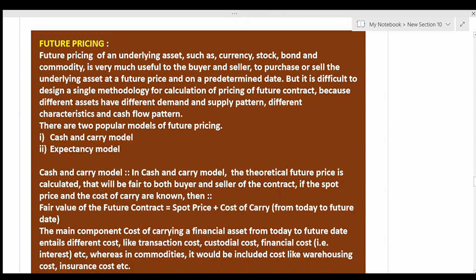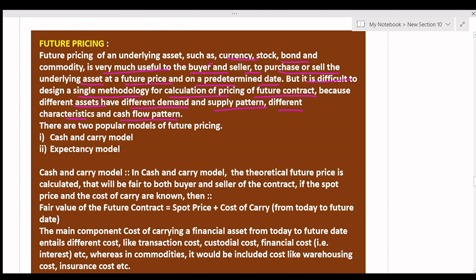Future pricing of an underlying asset such as currency, stock, bond and commodity is very much useful to the buyer and seller to purchase or sell the underlying asset at a future price and on a predetermined date. But it is difficult to design a single methodology for calculation of pricing of a future contract, because different assets have different demand and supply patterns, different characteristics and cash flow patterns.